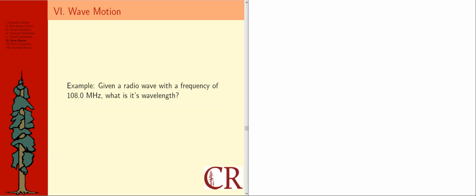Given a radio wave with a frequency of 108 megahertz, what is its wavelength? So that 108 megahertz, I can interpret that as the frequency f. And megahertz is 10 to the 6 hertz. So this will be 108 times 10 to the 6 hertz.